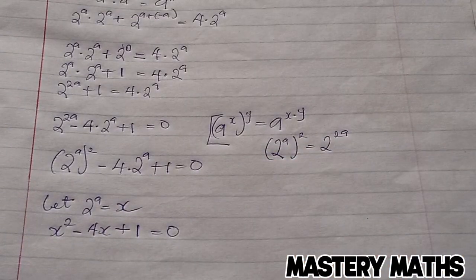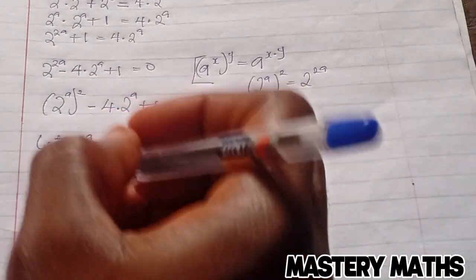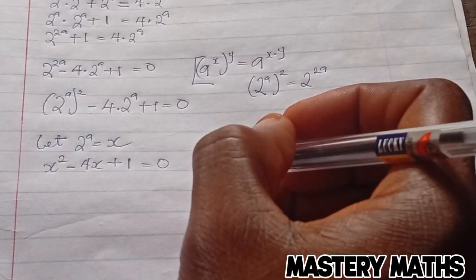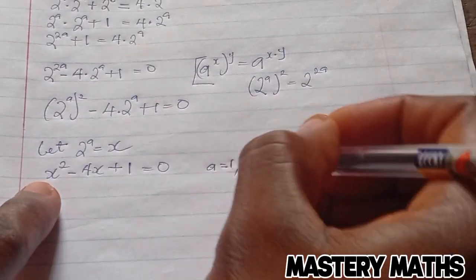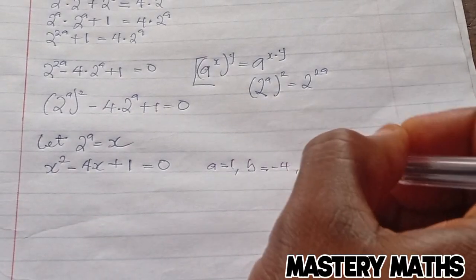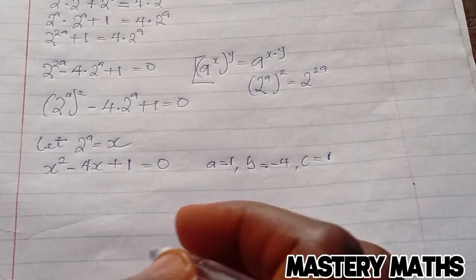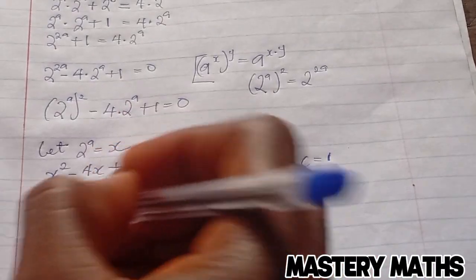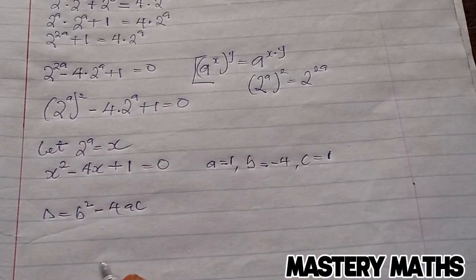This brought us to a quadratic equation. We're going to write out all the values. We say let our a be 1, our b be equal to minus 4, and our c be 1. Now, having done this, let's look at the determinant first. The determinant is equal to b squared minus 4ac. Let's work on it first.